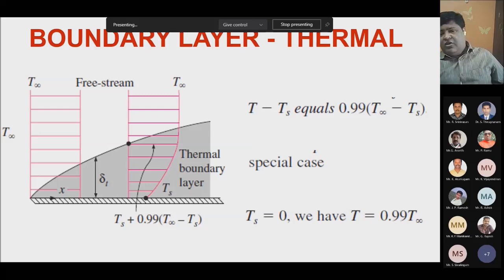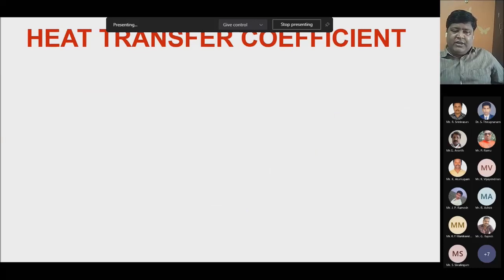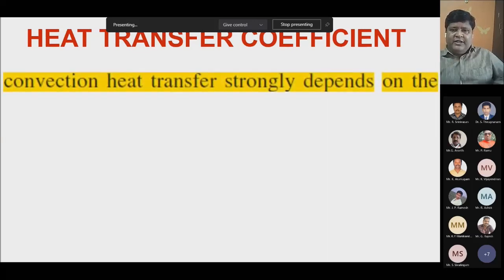So dou U by dou x is along the x direction. At a particular location, whatever temperature is there upstream, the same temperature will be there downstream, and the same velocity. So it's called hydrodynamically developed and thermally developed.